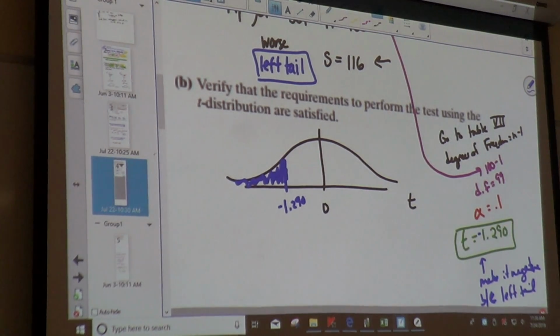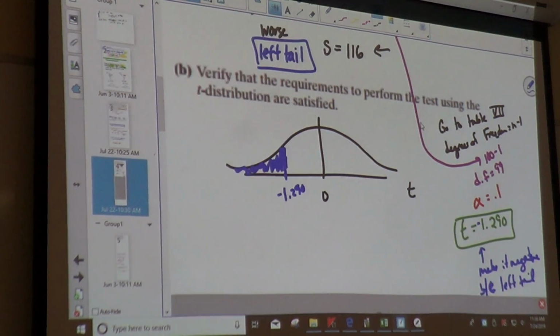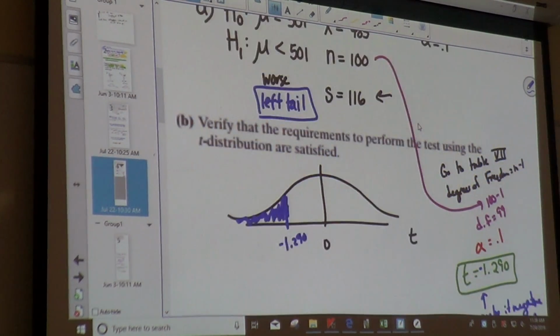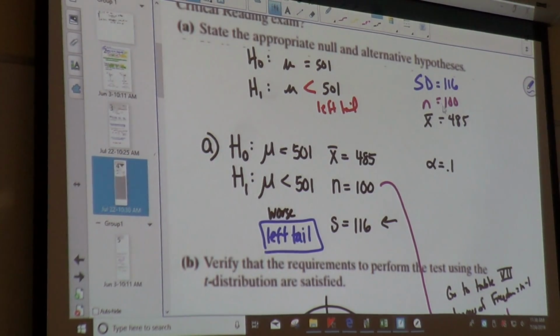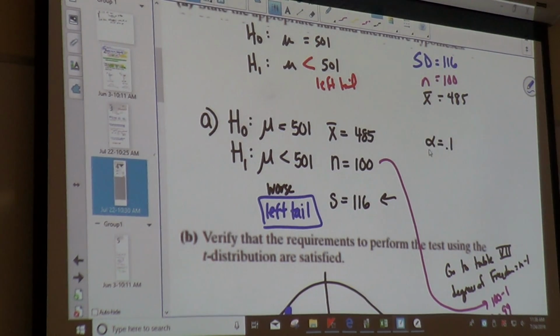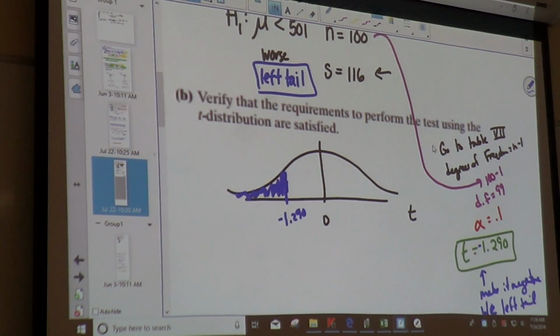Okay, how do we know it's up to? The degrees of freedom came from n minus 1, where n is 100. Okay, that's what I thought. So what does that symbol stand for? That's alpha. They'll give that to you. That was given.